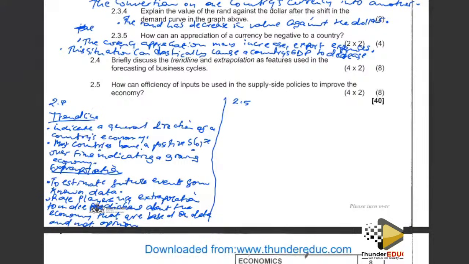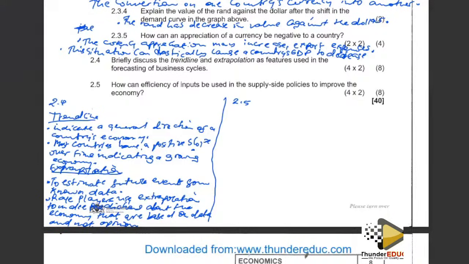It reads as follows. How can efficiency of inputs be used in the supply side policies so as to improve the economy? What do you mean by efficiency under economics? Under economics, when you talk of efficiency, we check the non-wastage of resources. Resources are fully employed. There's no waste of resources. The inputs that we are referring to in this regard are the factors of production, because those are the inputs that are necessarily needed by businesses so as to produce goods and services. Okay, right. So it means that factors of production are the core engine of businesses, because without them, no processing or manufacturing of goods and services can take place.